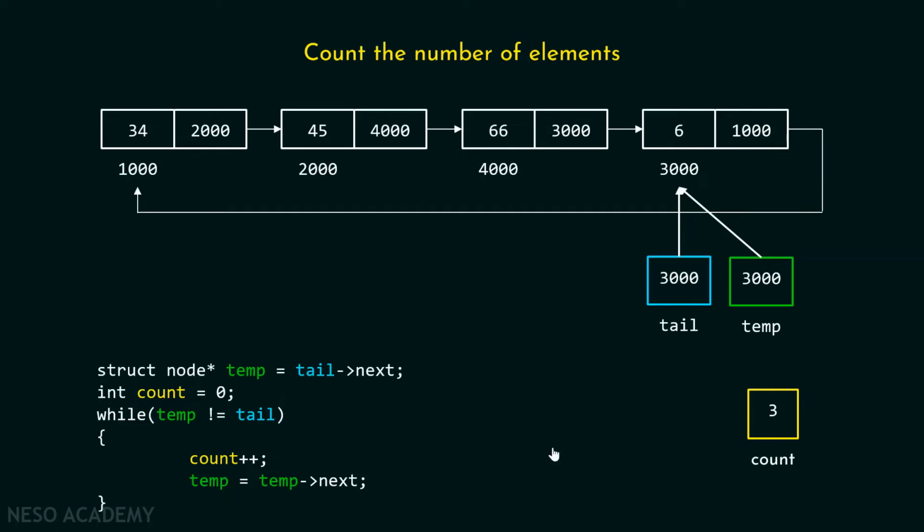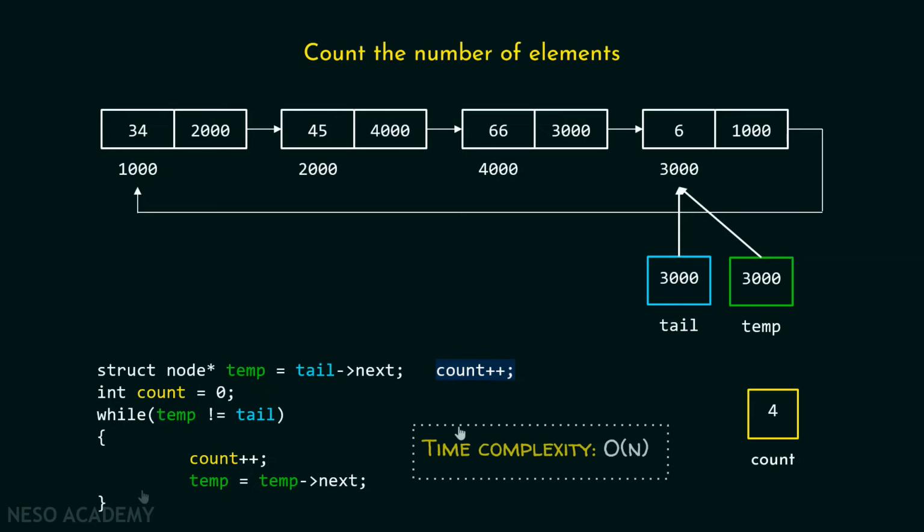But you can see that here count is equal to 3. But you know that we have reached the last node of this list. That is why it is important to put this line of code after the while loop, that is count plus plus. We must increment our count after the while loop finishes its execution. The time complexity of this code is order of n because we have to traverse the complete list.